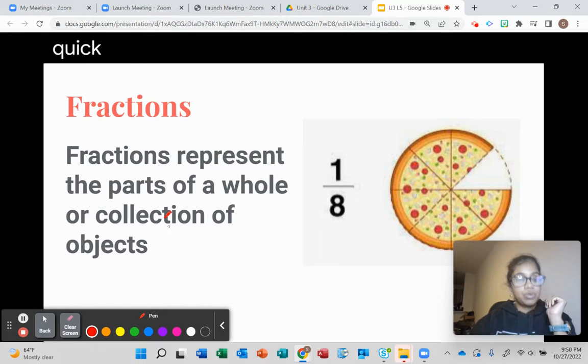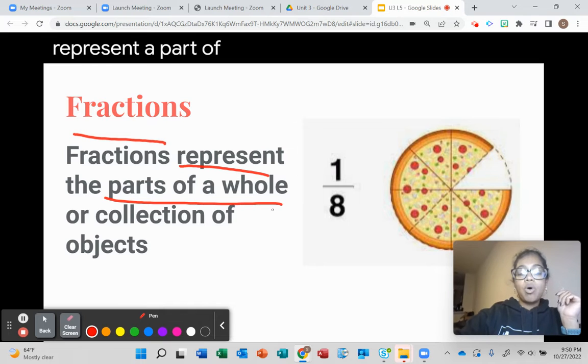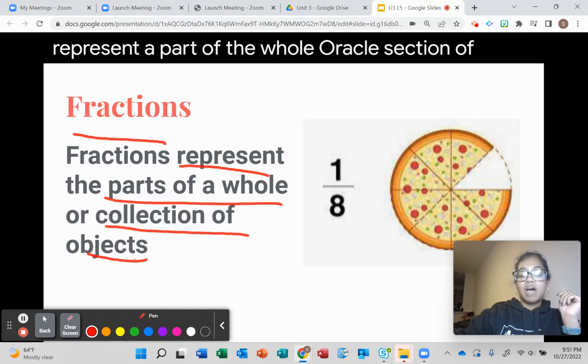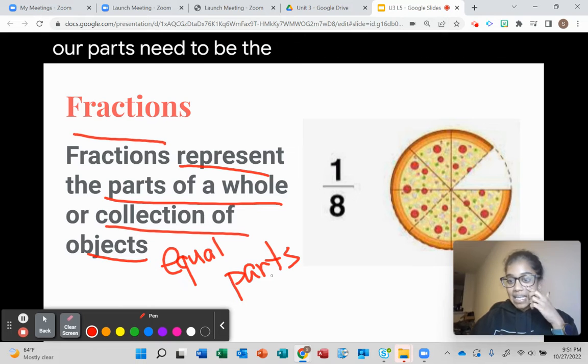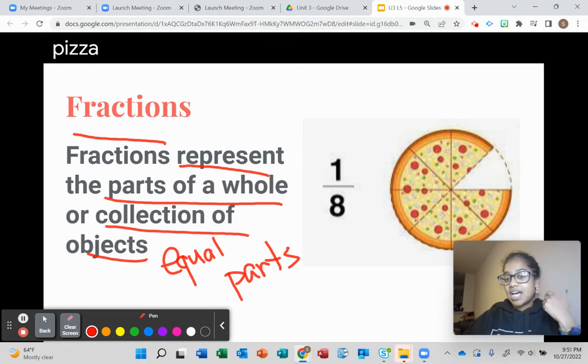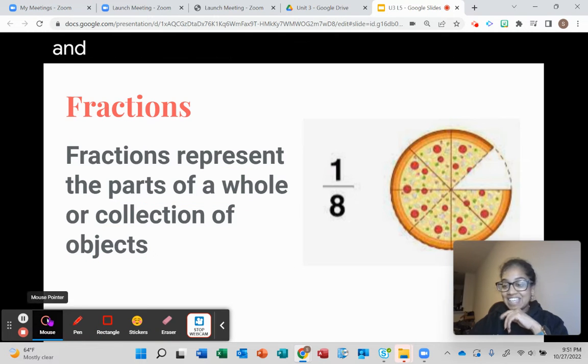So let's do a quick review of what is a fraction. Fractions represent a part of the whole or a collection of objects, and they need to have equal parts. So all of our parts need to be the same size. So we have our pizza, it's cut into equal pieces. All right, let's go ahead and keep going.